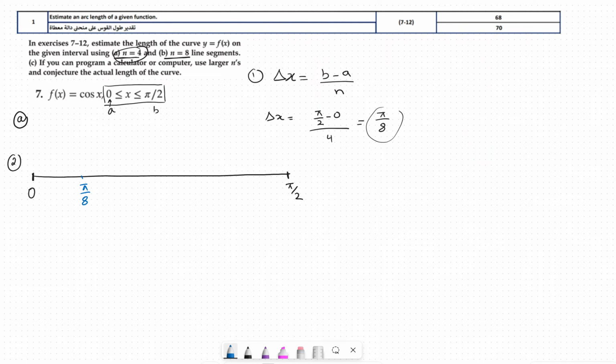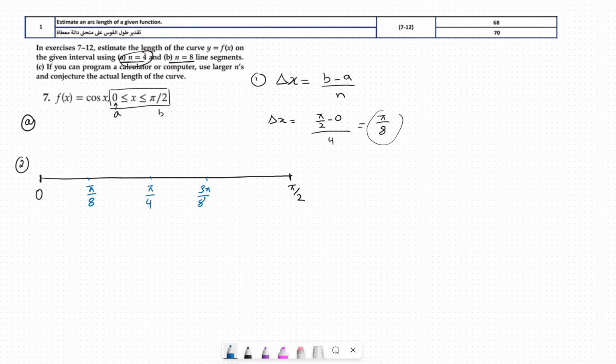So now this is my next x. Then I say, again, pi over 8 plus pi over 8. This will give me pi over 4. Then again, plus pi over 8 will give me 3 pi over 8. Then again, plus pi over 8 will give me pi over 2, which is my ending point. So that's it, I stop.